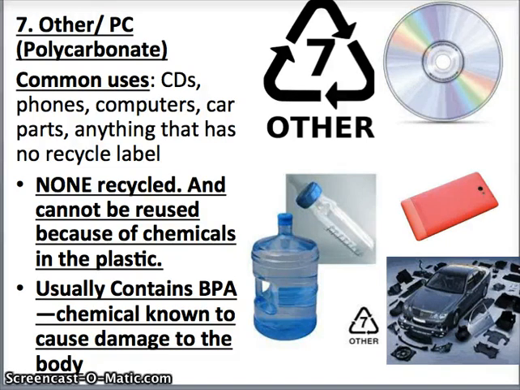Plastic number 7 is sometimes called PC or polycarbonate, or it can be all other types of plastics that don't have a label on it. And sometimes there'll be a mixture of different kinds of plastics meshed together, and that's why there's no label that can distinguish it. And that's also why they can't be recycled, because it's a mixture.